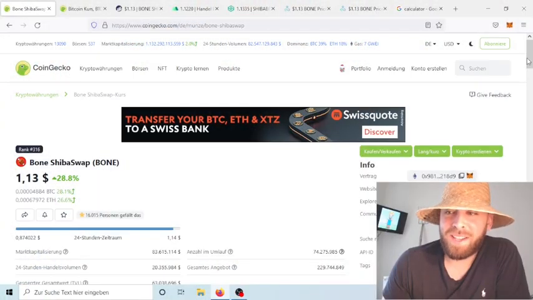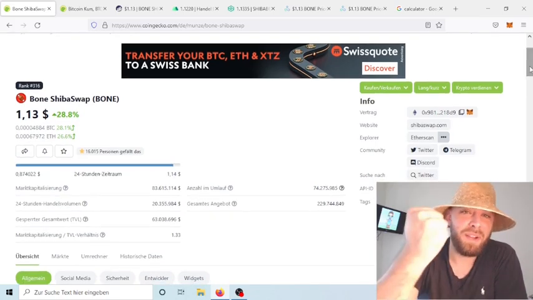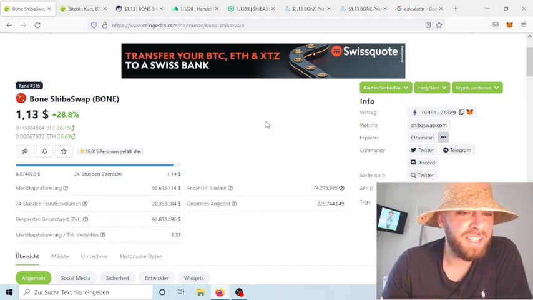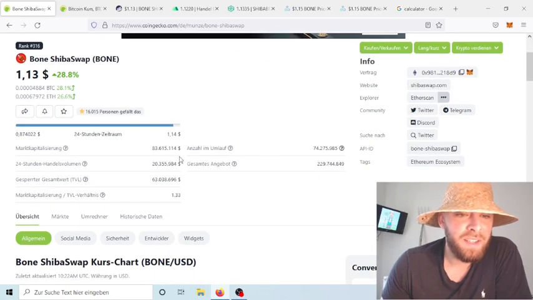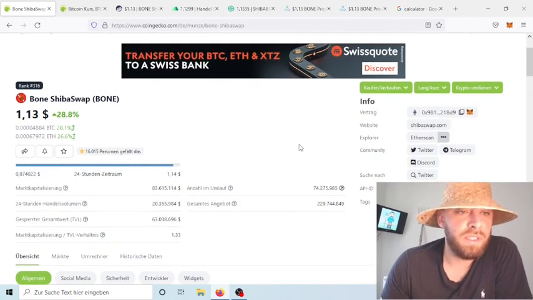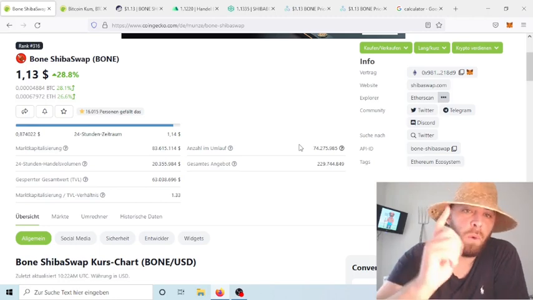So, I hope you can see and hear me good. Guys, every day we have something to celebrate. Every day the BONE ShibaSwap token is increasing in price. Check it out, BONE is finally sitting at $1.13. We are actually almost 30% up today. The market cap for the circulating supply increased to 83 million, so with this we passed the 74 million, and the BONE ShibaSwap token is right now worth more than $1.